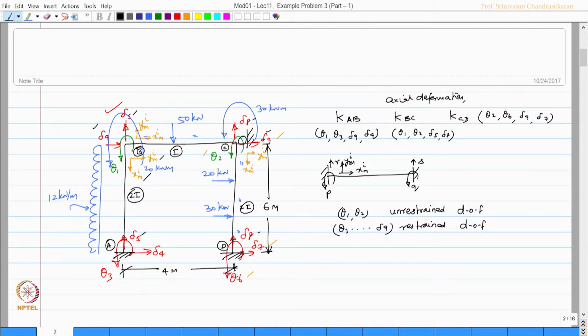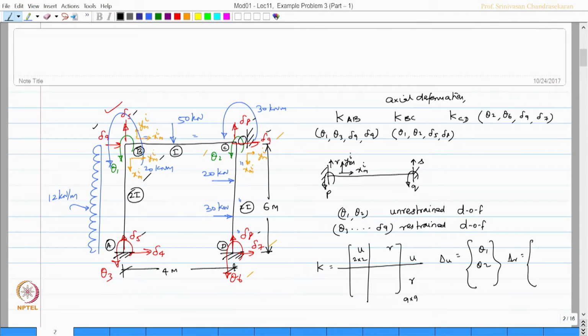So, we formed the stiffness matrix with U and R. We partition the stiffness matrix. The total matrix is 9 by 9. We partitioned it with 2 by 2 and further. Then we also partition the displacements: delta U as theta 1 and theta 2, and delta restraint will be actually the remaining theta 3 onwards, which is actually 0 because all are restrained degrees of freedom.